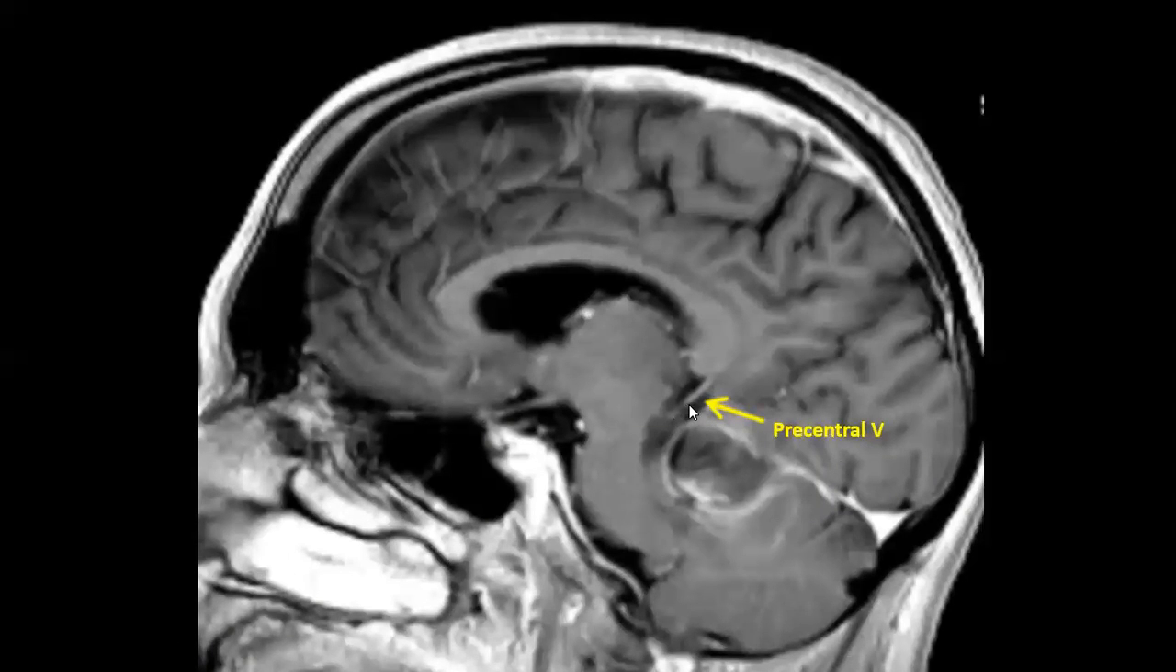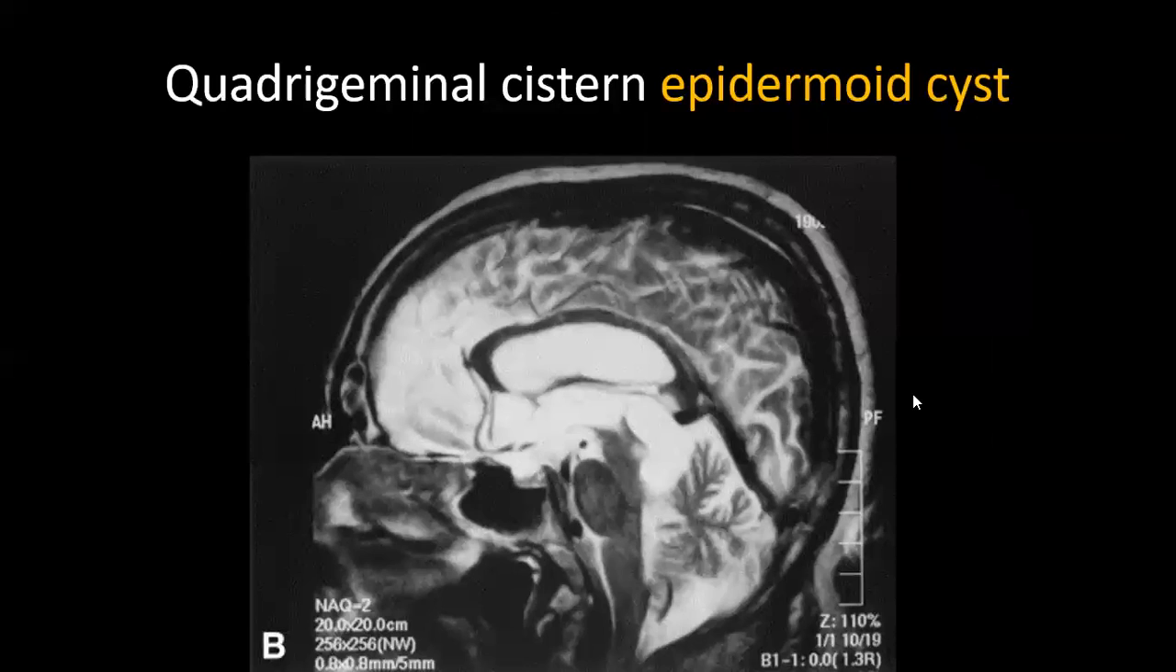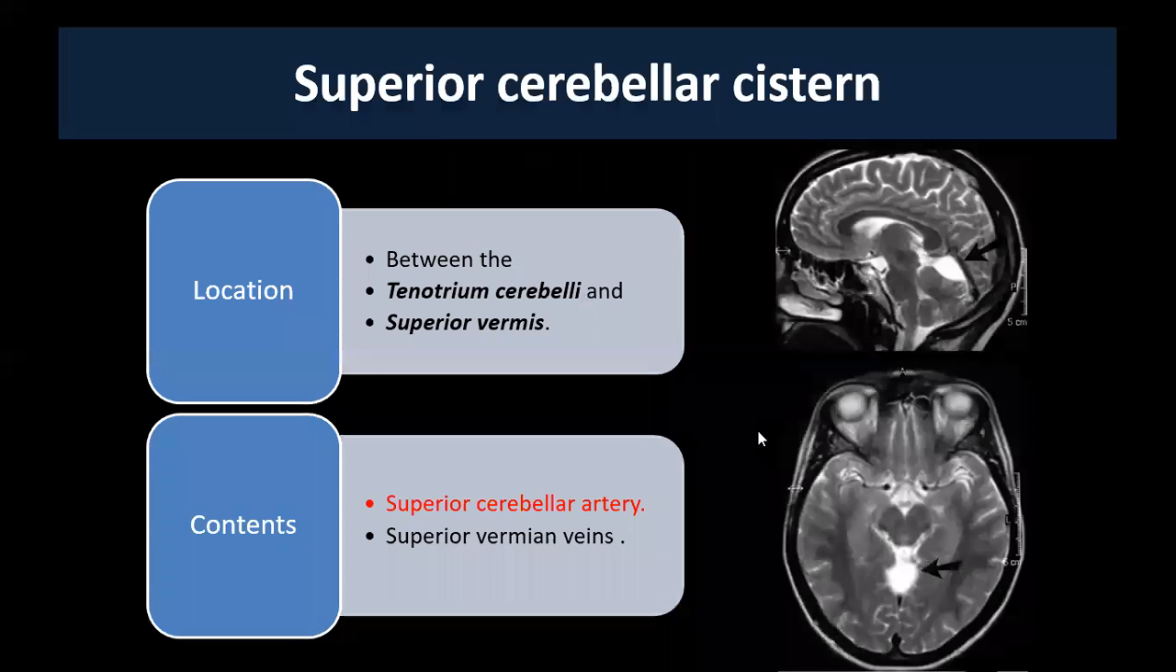Precentral vein, the main venous drainage of the posterior fossa. It is like the internal cerebral vein of the supratentorial compartment. Sometimes it is expanded by an arachnoid cyst, called quadrigeminal plate cyst, or by an epidermoid cyst.